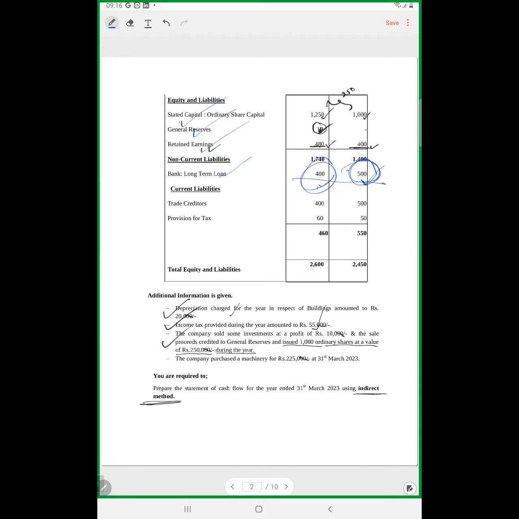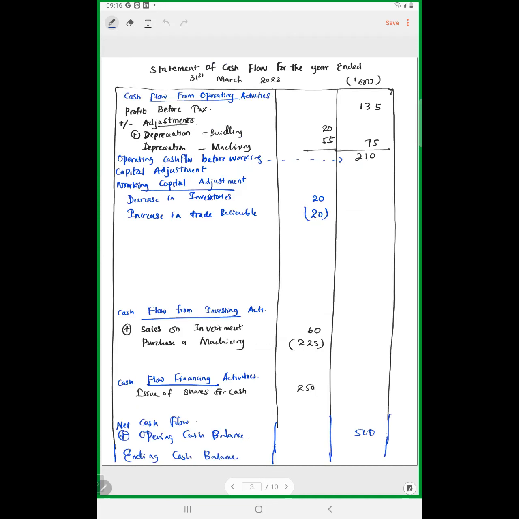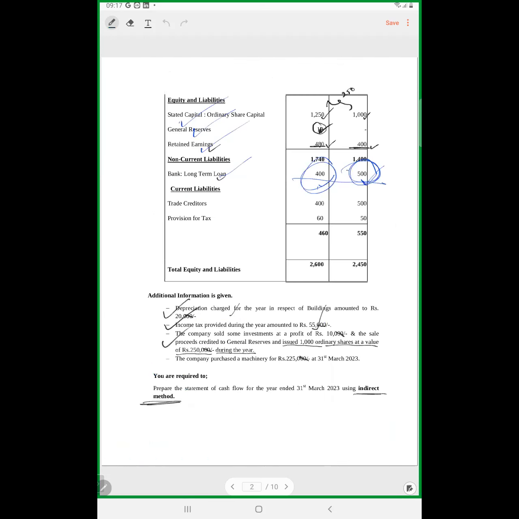So where can we record that amount? Yes, it should be recorded under the financing activity. Yes, excellent. I appreciate all of you actively engaging with the lecture. So then payment for bank loan, how much? 100. 100 should be deducted. Then yes, long-term loan, all clear.